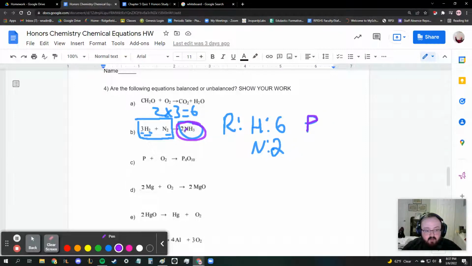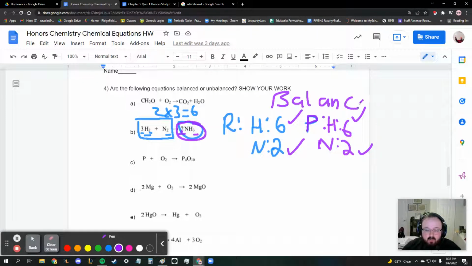We take our subscript times our coefficient. We have 6 atoms of hydrogen. And 2 times 1 is 2 atoms of nitrogen. Okay, so these numbers are exactly the same. This 6 matches this 6. This 2 matches this 2. This is balanced. That's all I'm looking for here.